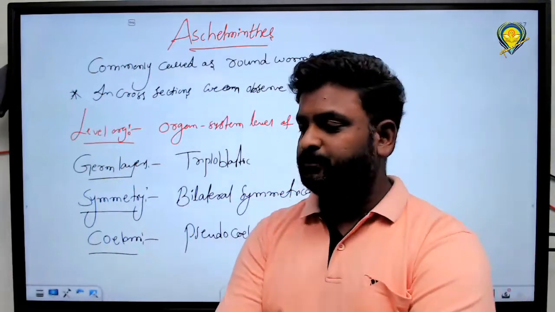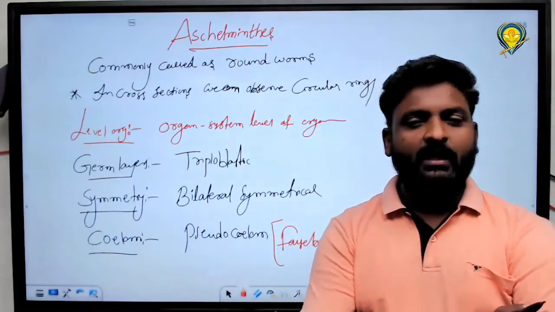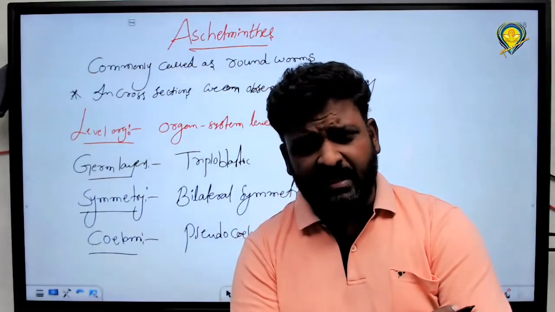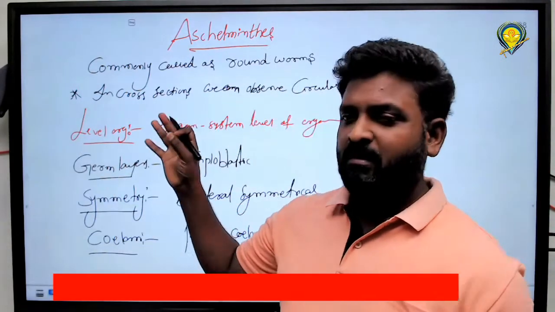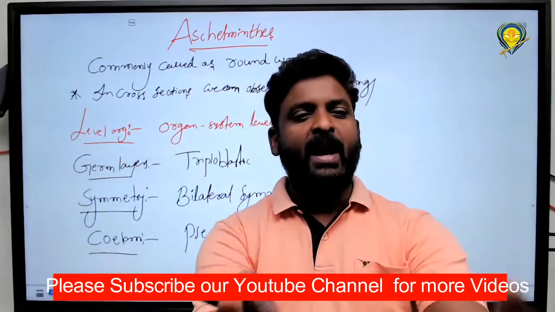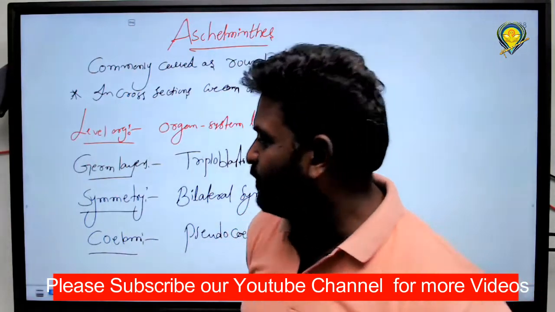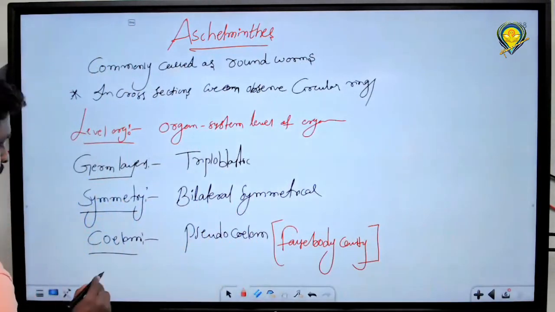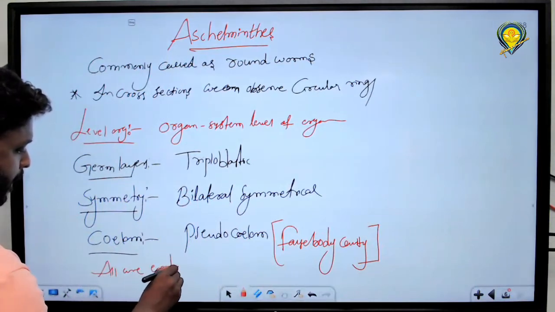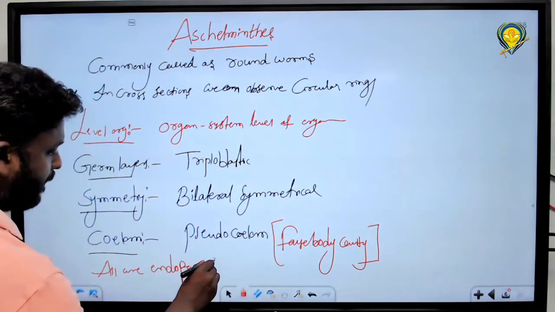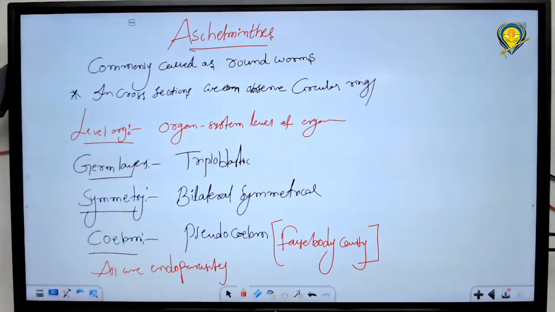Right? And next one. What about the remaining systems? So definitely digestion. Is it complete gut or incomplete gut? Complete gut. And the next: most of them, almost all, are what? Parasites. And are they ectoparasites or endoparasites? Endoparasites, right? First you have to write. Next point. All are endoparasites, right?